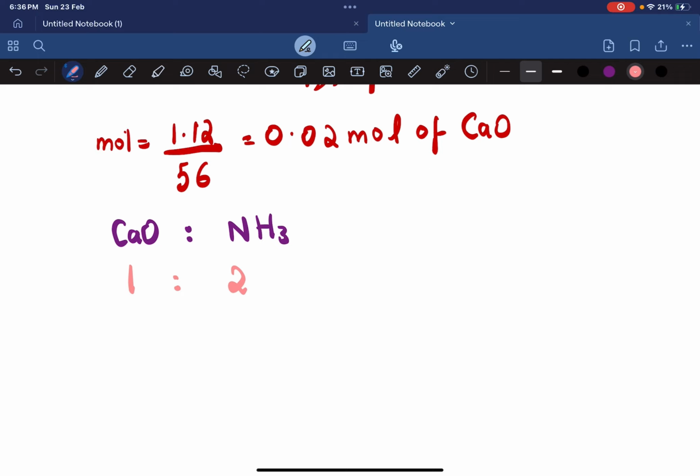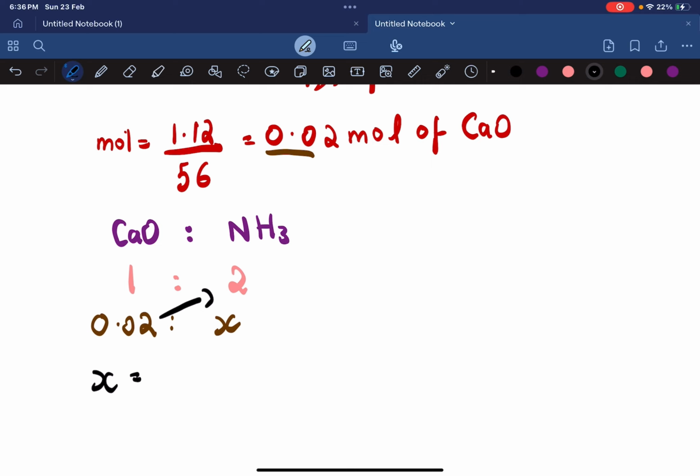That was given. Now, how many moles of calcium oxide do I have? The question gave me the mass and the MR, and I calculated the moles, which were 0.02. So this is going to be X. And what does the value of X come out to be? When you multiply, multiply 0.02 with 2, and you're going to get 0.04 moles of ammonia, NH3. Now you have the moles of ammonia.